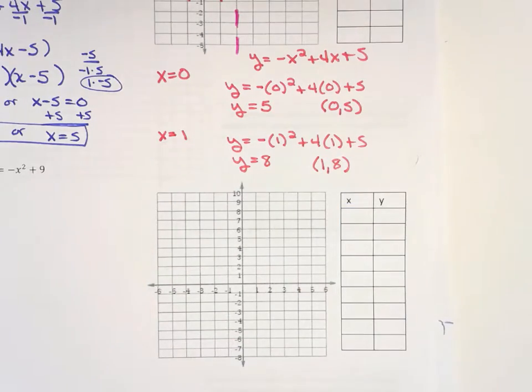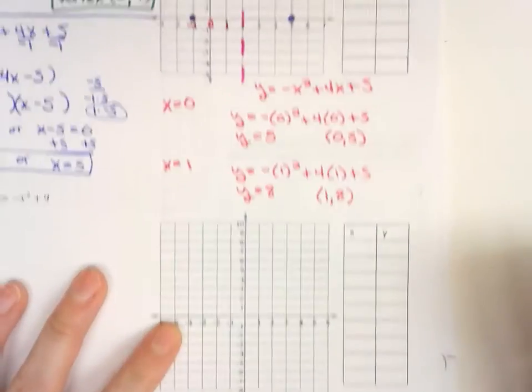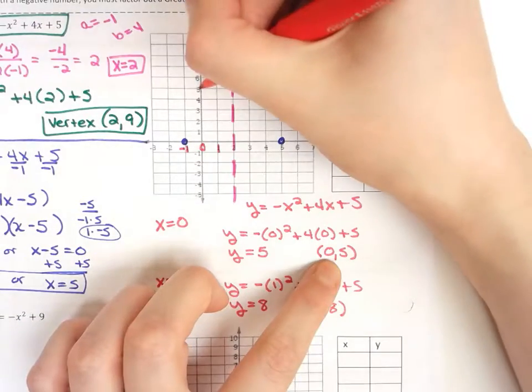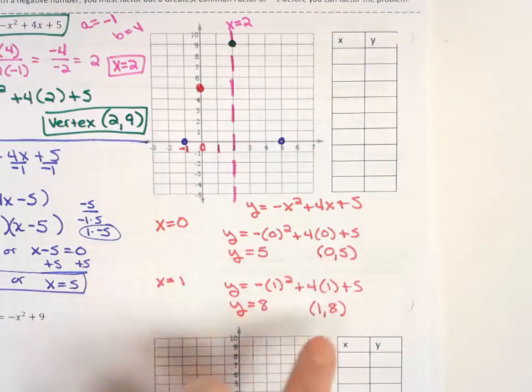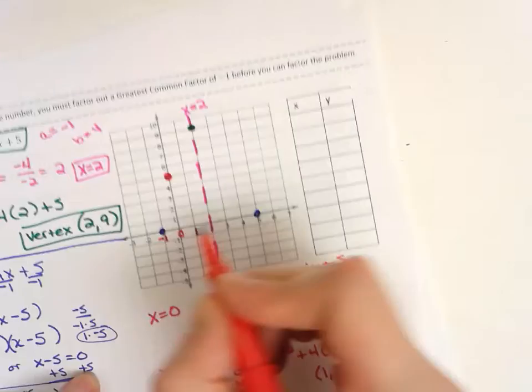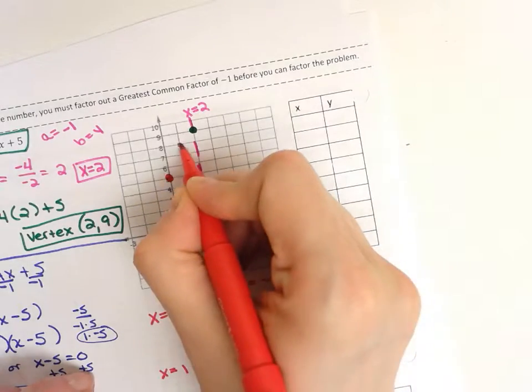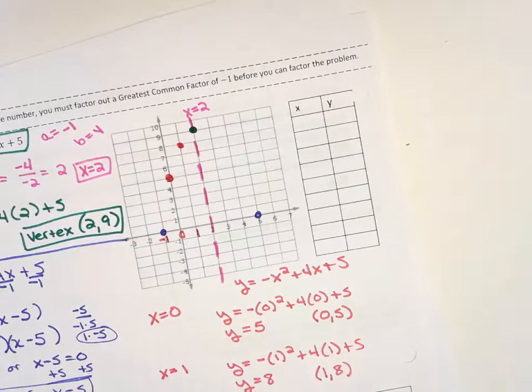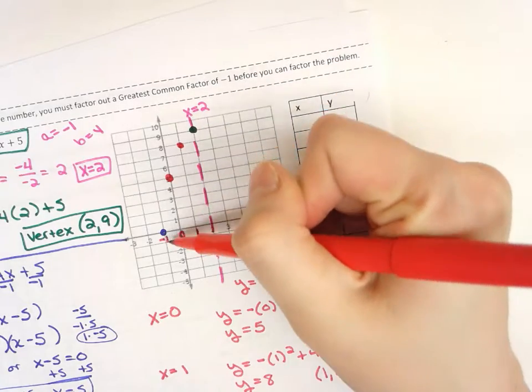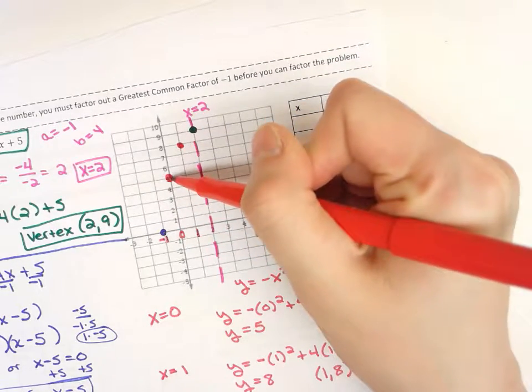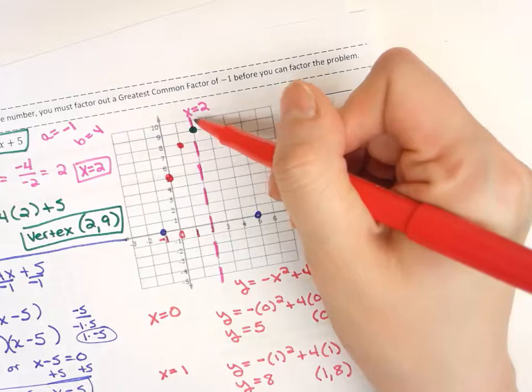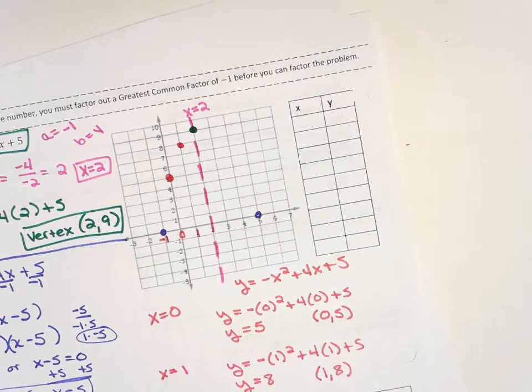Okay, so let's plot those and then see if that's enough to see our picture. So I've got a point at 0, 5. I plot that one. And I've got one at 1, 8. So we're going to the right one and up 8. And I would say that that probably looks like we've got a pretty good parabola. As long as it's going through the y-axis and you can see the x-intercepts, then that's probably good enough.